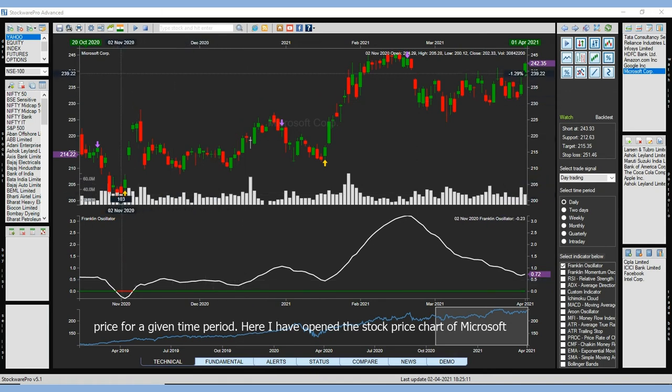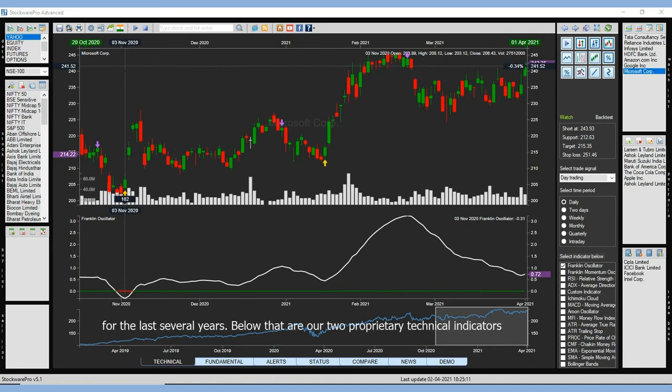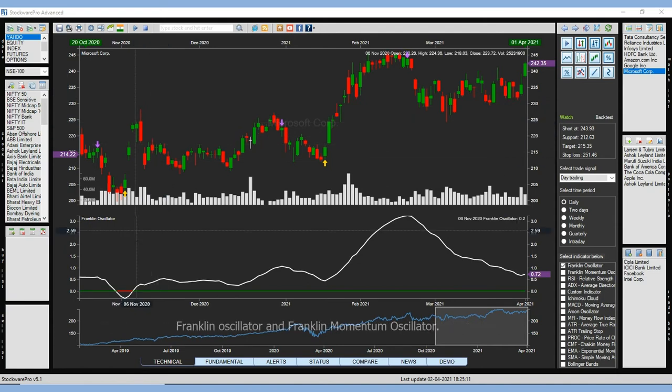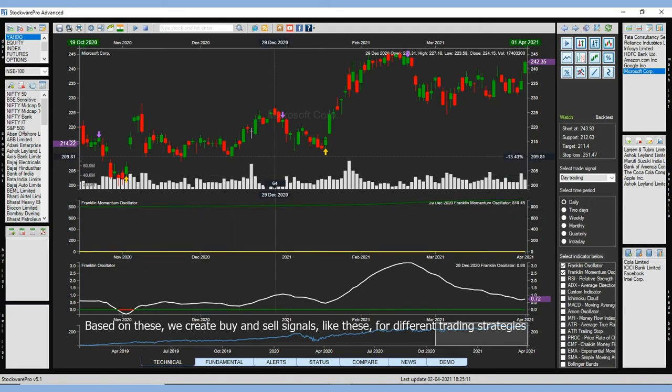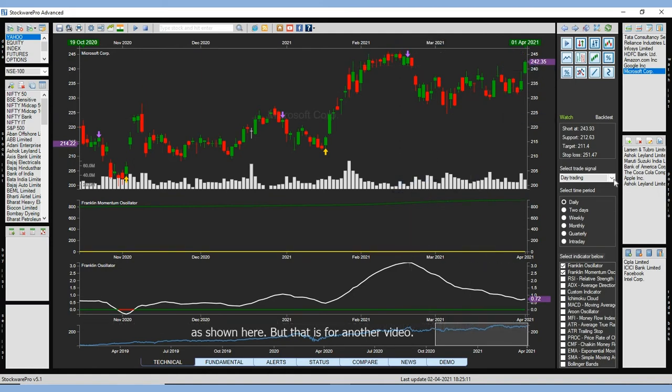Here I have opened the stock price chart of Microsoft for the last several years. Below that are our two proprietary technical indicators, Franklin Oscillator and Franklin Momentum Oscillator. Based on these, we create buy-sell signals like these for different trading strategies as shown here, but that is for another video.